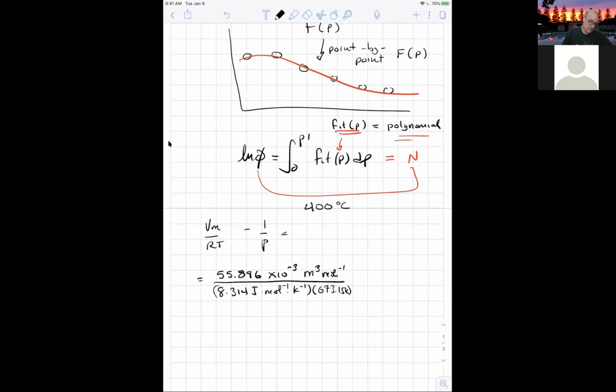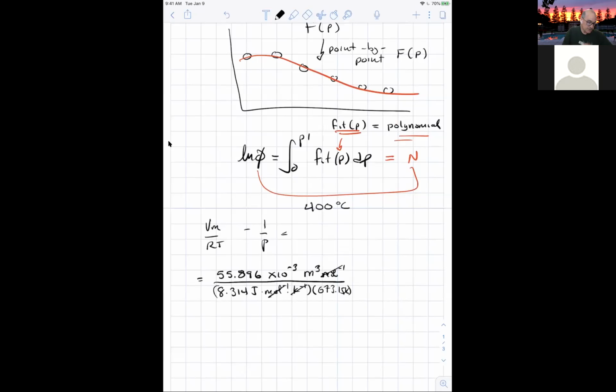All right, so what's going to happen is the kelvins are going to cancel here and the moles are going to cancel here. So we're going to have units of meters cubed per joules. But if you look at these two units, they have to be the same, or else I can't subtract them from each other. So these units must be inverse pascals. They've got to be. Does that make sense?